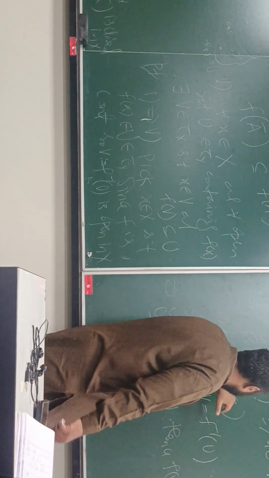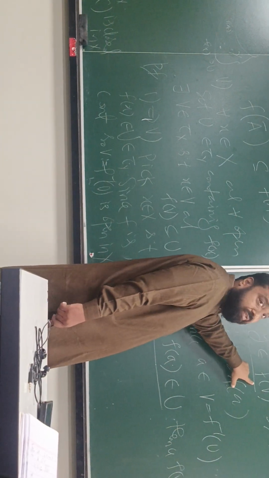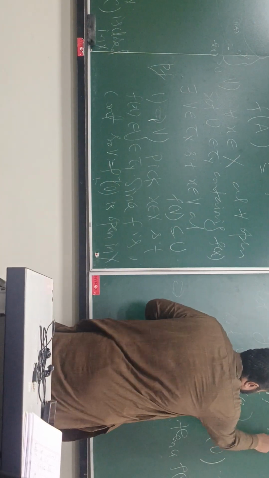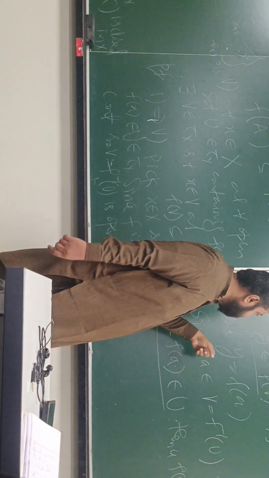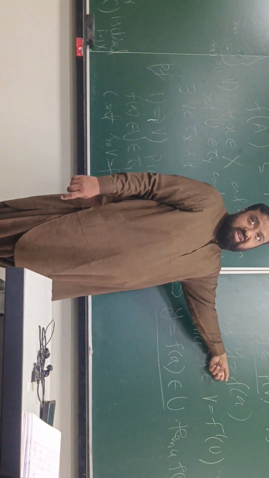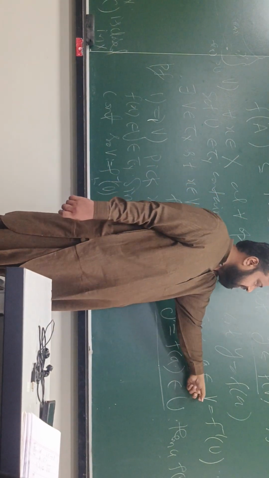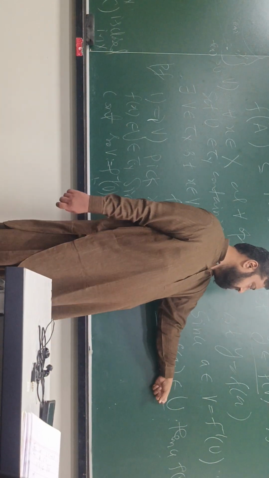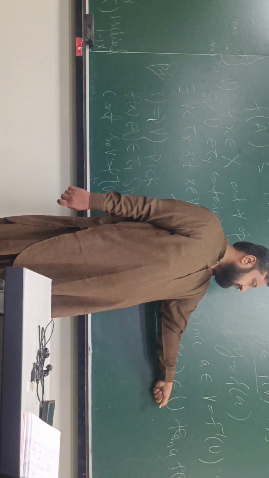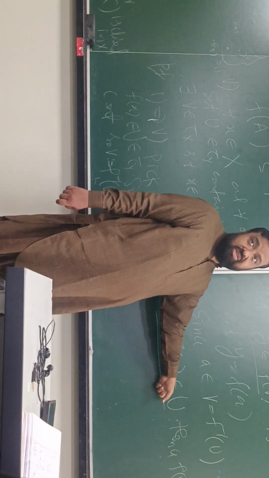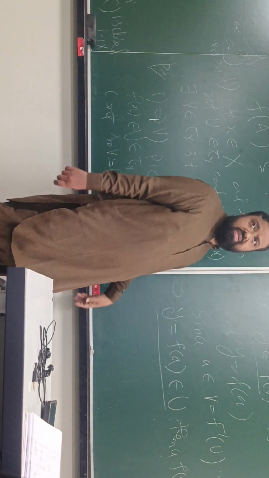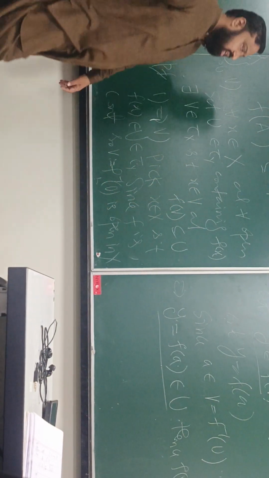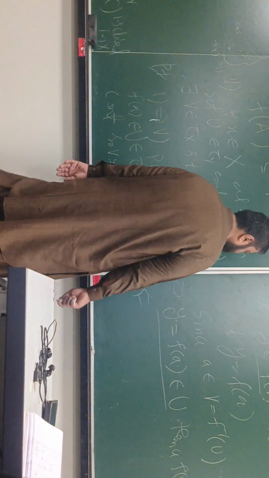ठीक है, so इसके लिए I picked a y from f of v which is same as that I can find an a in v such that y is f of a. ठीक है, but since a is in v which is f inverse of u, so therefore f of a must be inside u. But if f of a is inside u, that means that y is in u actually. So this means that you have this guy as a subset. ठीक है?